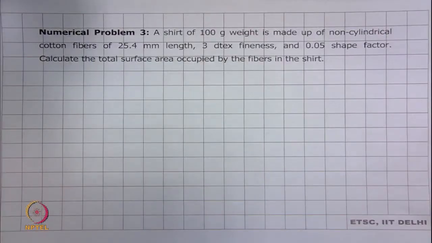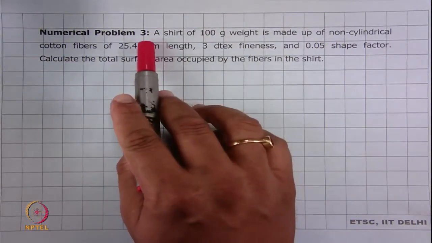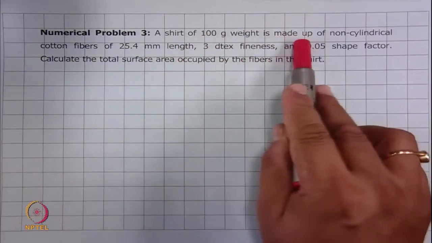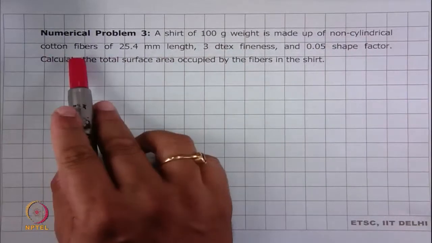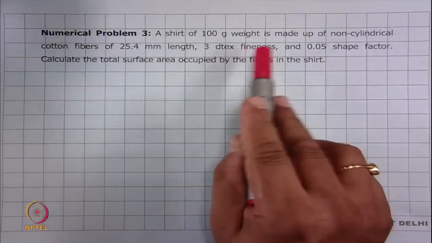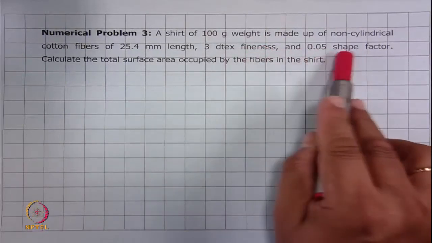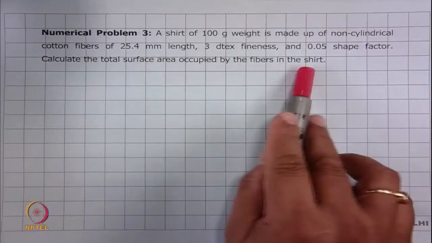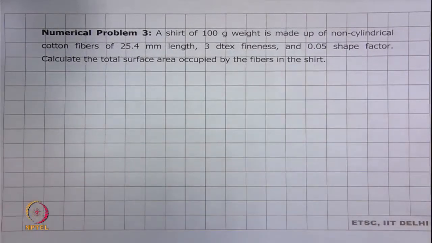Numerical problem 3. It reads as follows. A shirt of 100 gram weight is made up of non-cylindrical cotton fibers of 25.4 millimeter length, 3 decitex fineness and 0.05 safe factor. Calculate the total surface area occupied by the fibers in the shirt.